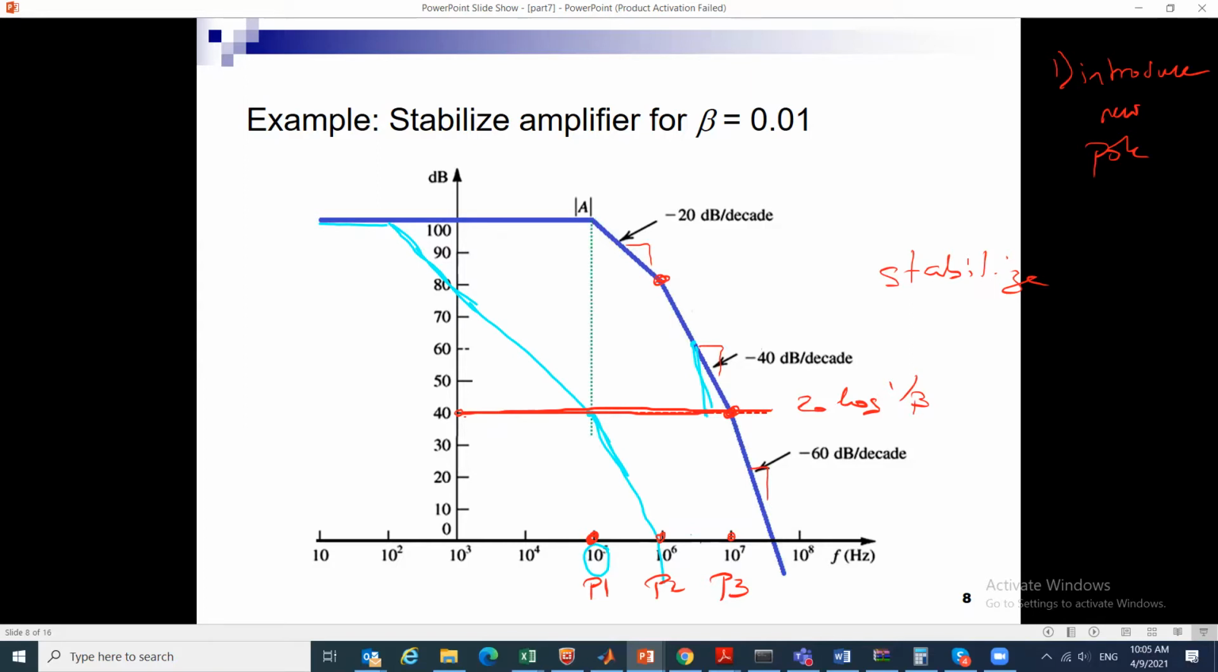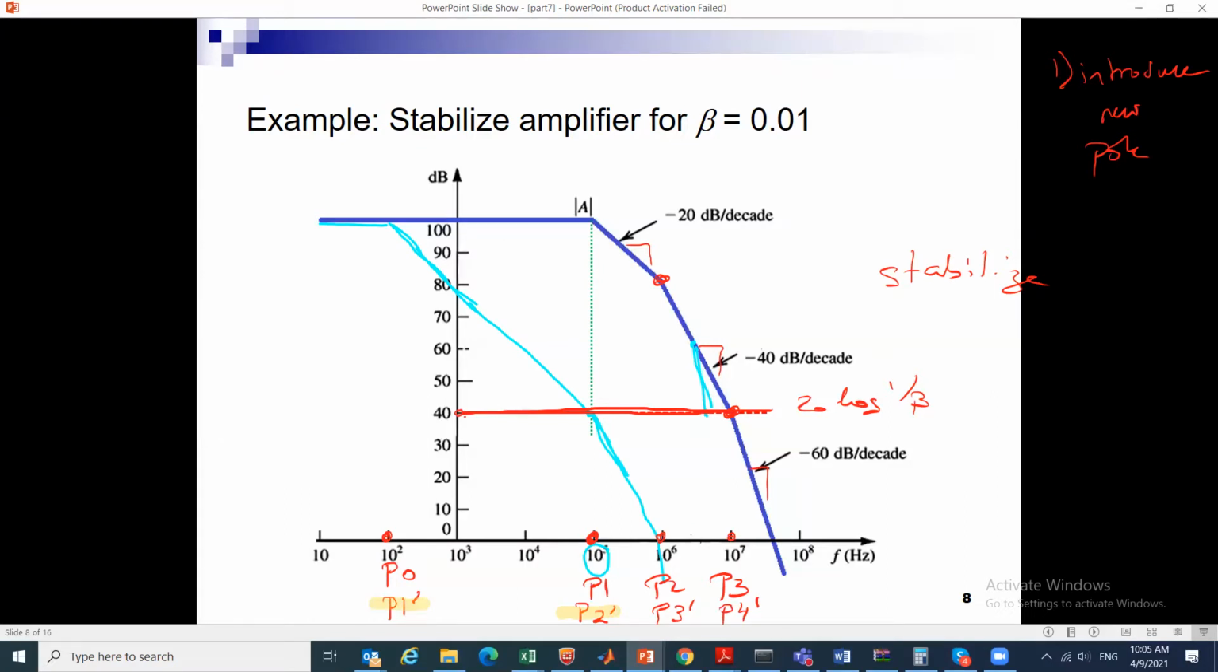This is my first pole, and here I'm going to introduce a new pole. If I introduce a new pole P0, then my new system will really have P1 prime, P2 prime, P3 prime, and P4 prime. So what happens in this new system when I introduce a new pole? My P1 is now the second pole, and the new pole that I am introducing is the first pole. I don't want to keep pushing the pole very, very far backward, because if I push it very far backward, the bandwidth will die.